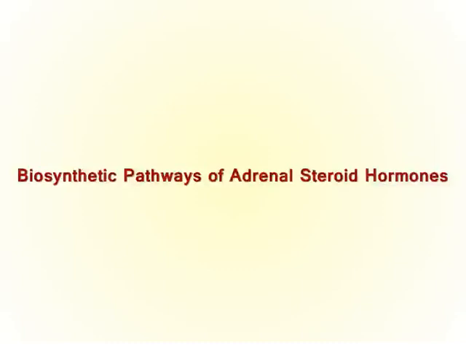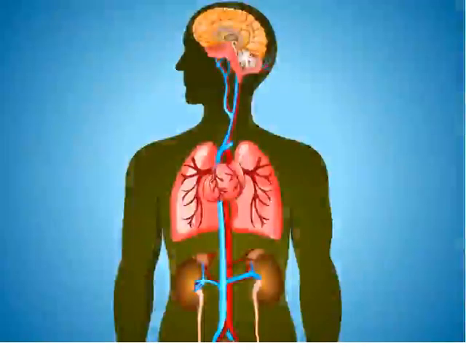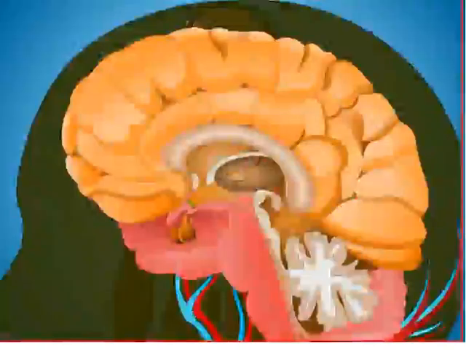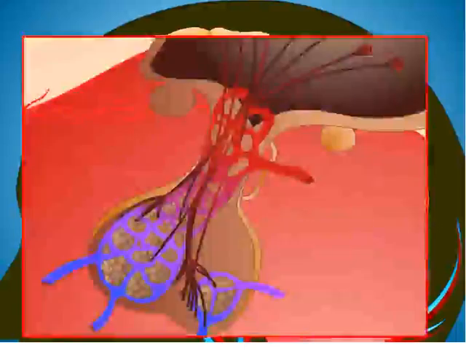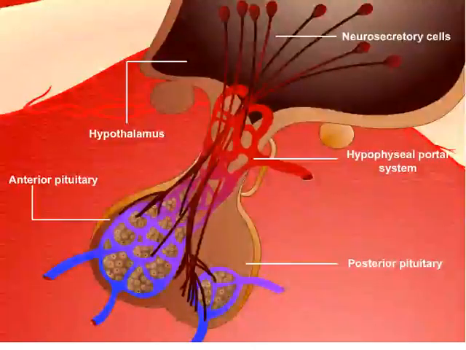They control blood pressure and regulate the adaptive response to stress. In this animation, the biosynthetic pathways of adrenal steroid hormones, as well as congenital enzyme deficiencies in steroid hormone synthesis, will be reviewed. The biosynthesis of adrenal steroid hormones begins in the hypothalamic pituitary axis. Let's start by zooming in to this region.